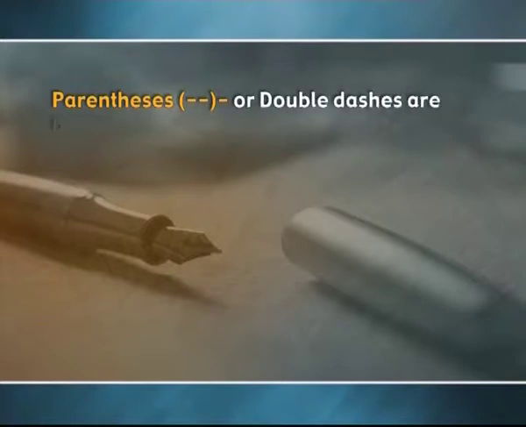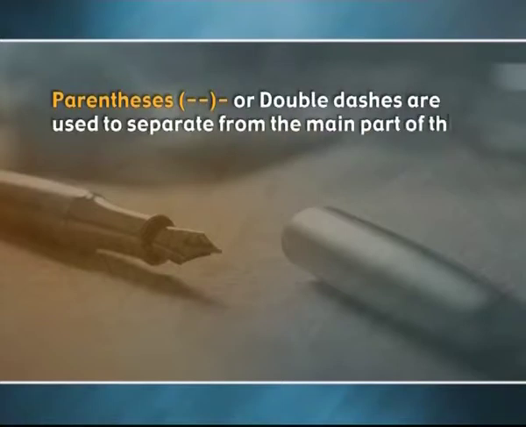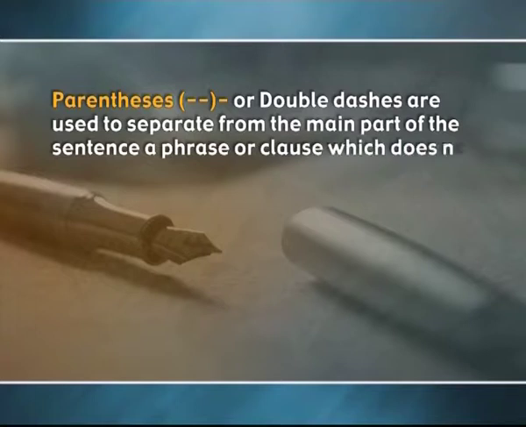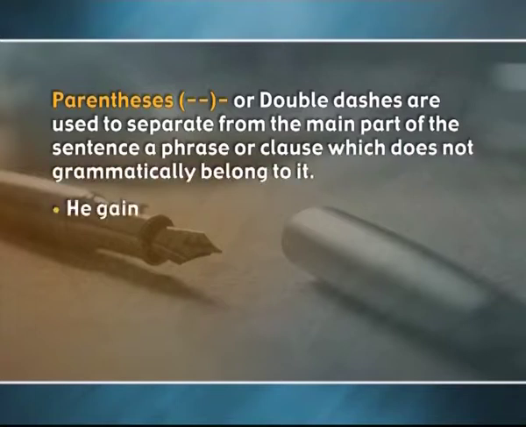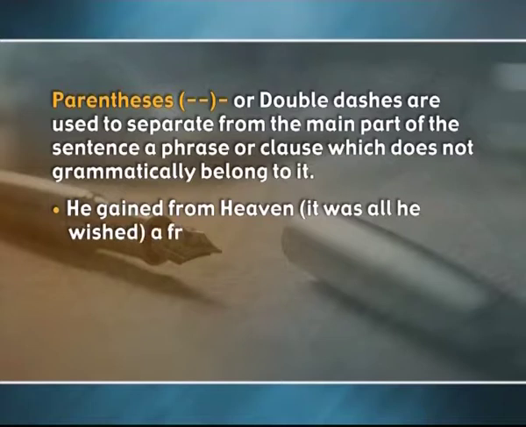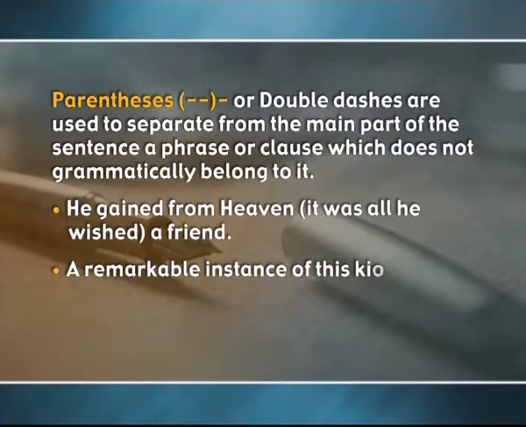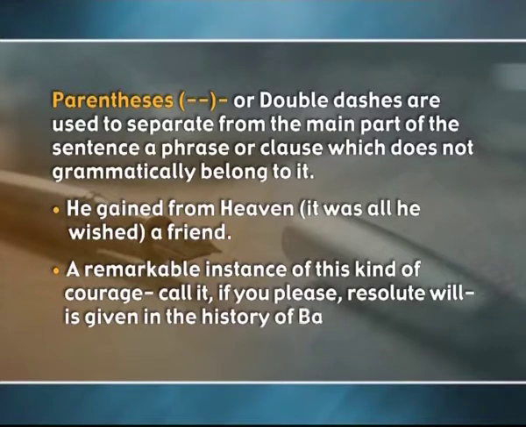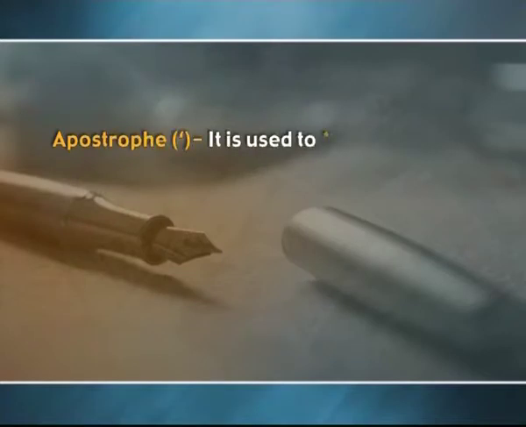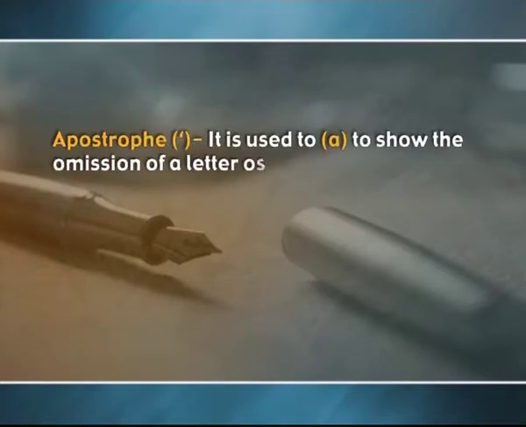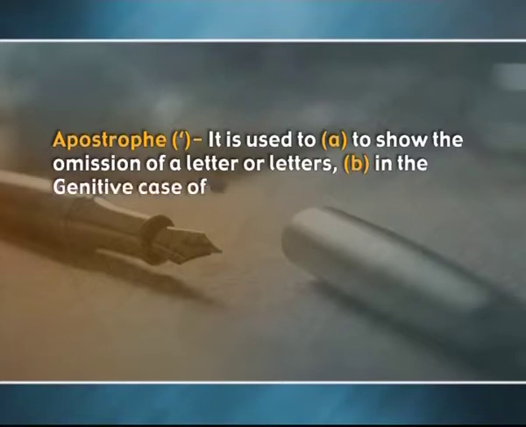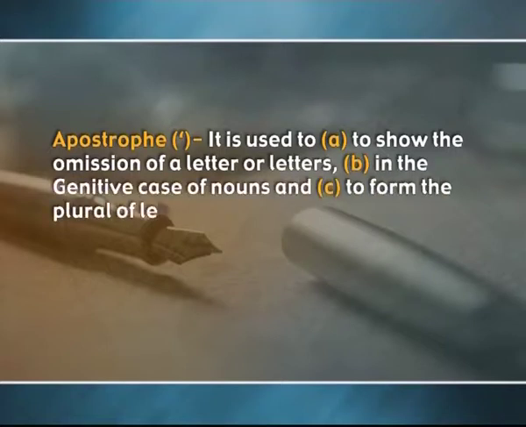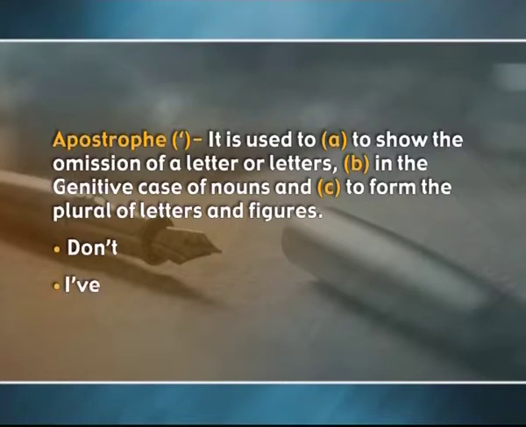Parenthesis or double dashes are used to separate from the main part of the sentence a phrase or clause which does not grammatically belong to it. Examples, he gained from heaven, it was all he wished, a friend. A remarkable instance of this kind of courage, call it, if you please, resolute will, is given in the history of Babur. Apostrophe. It is used to A, show the omission of a letter or letters, B, in the genitive case of nouns, and C, to form the plural of letters and figures. Example, don't, I've.